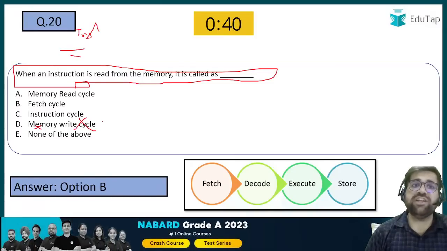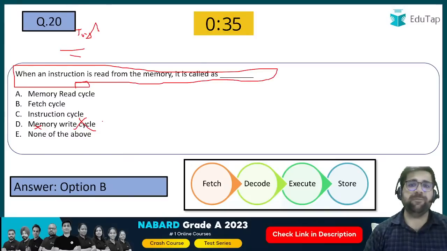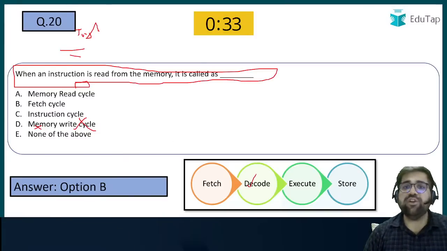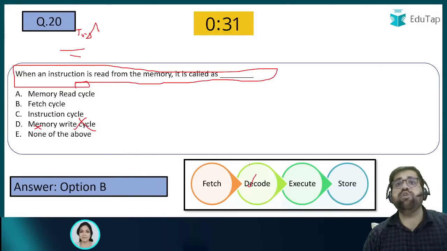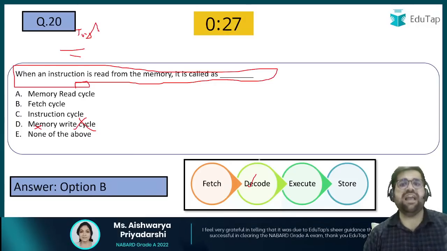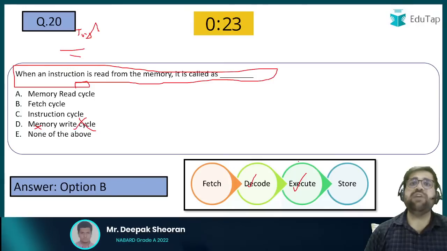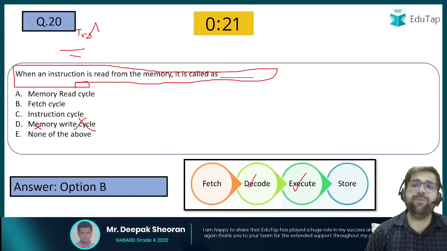When an instruction is read from the memory, it is known as fetch. You are fetching that particular memory. Decode means that the computer will try to decode that particular instruction in its own language, which is machine language. Then the computer will try to execute it, then implement it rather, and then the computer will store it.